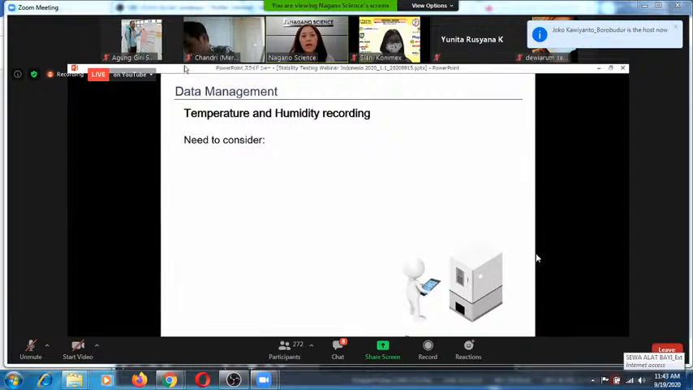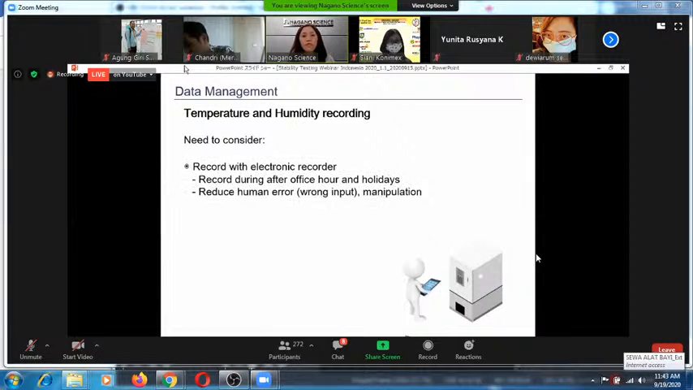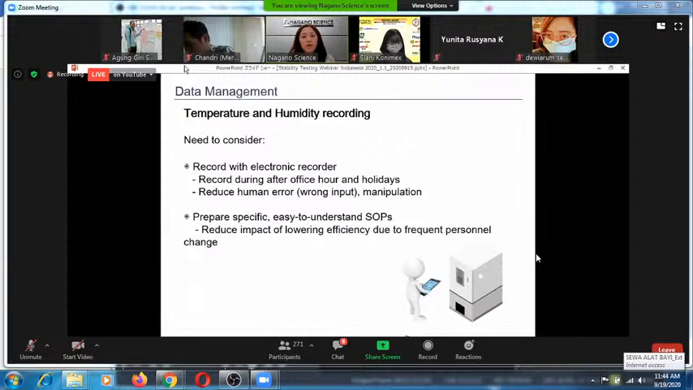And for data management, you have to record the temperature and humidity on a regular basis. The current industry trend is to record with an electronic recorder, also from the data integrity point of view. This records during after-office hours and holidays and reduces human error from wrong input and manipulation. Also prepare specific, easy-to-understand SOPs to reduce the impact of lowered efficiency due to frequent personnel changes.